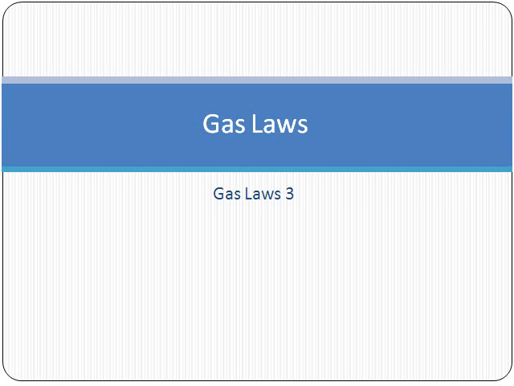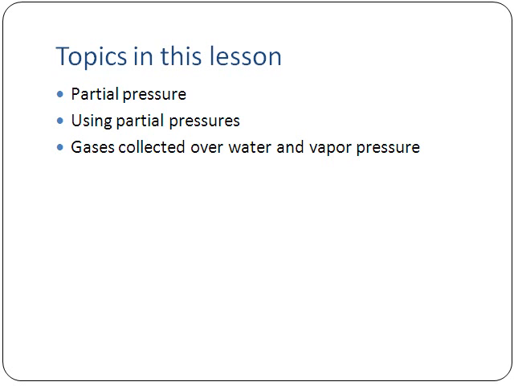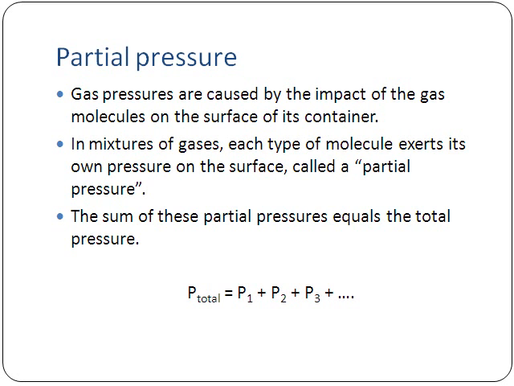Our next lesson is going to be on Gas Laws 3, and in this lesson we're going to look at three things. We're going to look at partial pressure, go over this a little bit more. We talked about this at the beginning of the unit. We'll talk about using partial pressures, how to find the partial pressures of gases, and we'll talk about gases collected over water, which is the term used, and about vapor pressure, about water vapor pressure. So first, let's talk about partial pressure.